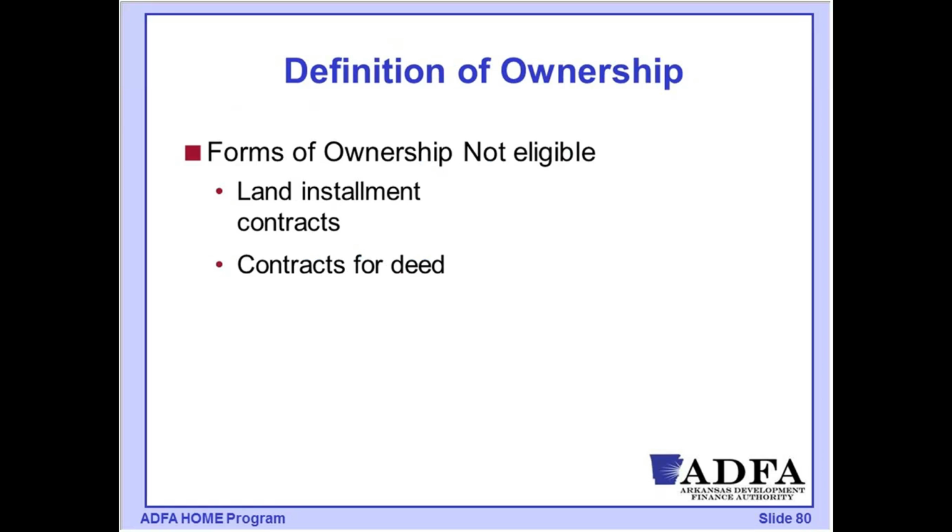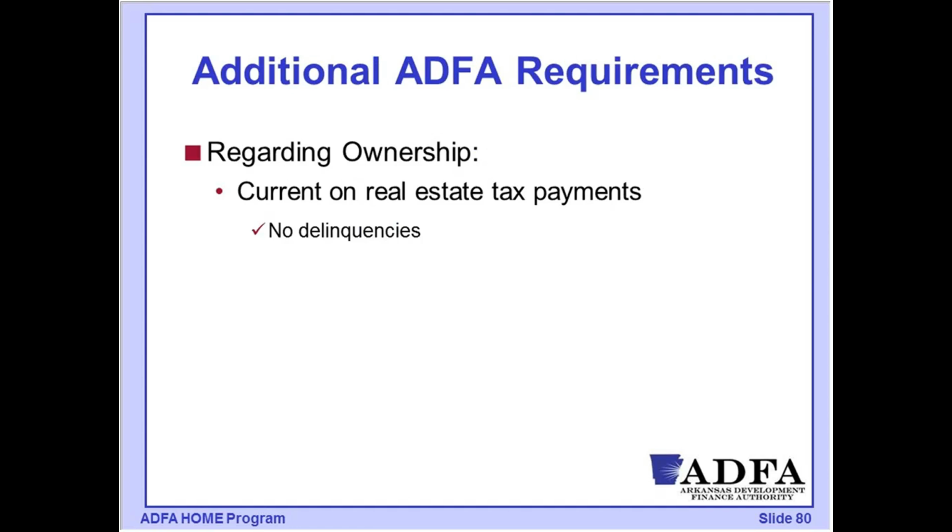Things that are not going to be eligible, and this is a HUD requirement as opposed to an ADFA requirement: HUD does not consider a land installment contract or a contract for deed as being an eligible form of ownership. Essentially, the transfer of the deed into that household's name does not happen until they have completely paid off that property. So if they are under a land installment contract or contract for deed and they're applying to you, they still don't own that property, and so they would not be eligible for this program.